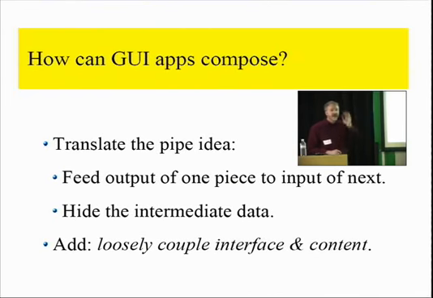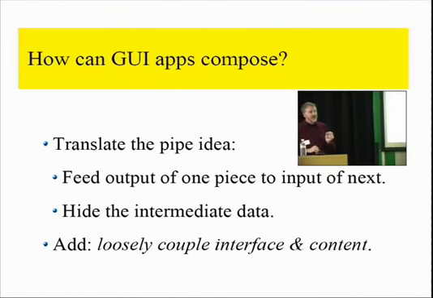Yeah, question? So you're sort of something similar to Apple's Automator? I think that was the earlier question. Is this like Apple's Automator? And boy, I wish I could answer that question. I'll have to learn what Automator is. Maybe you can tell me later. So hiding the intermediate data reduces the complexity back down. And I'll give you examples of that.